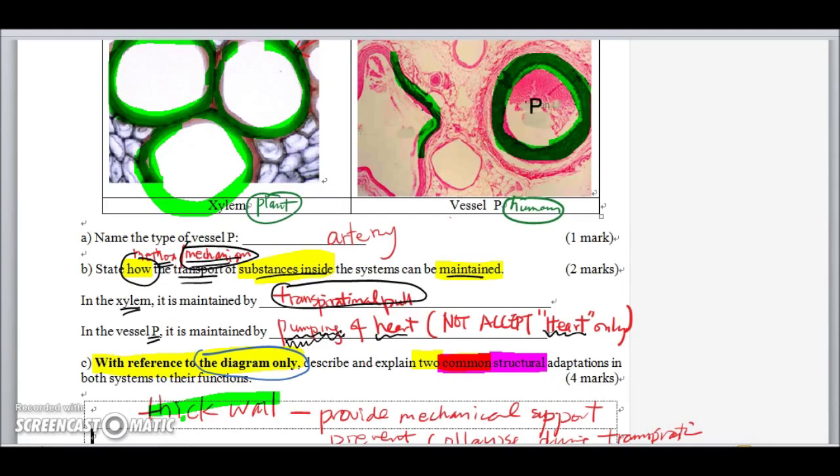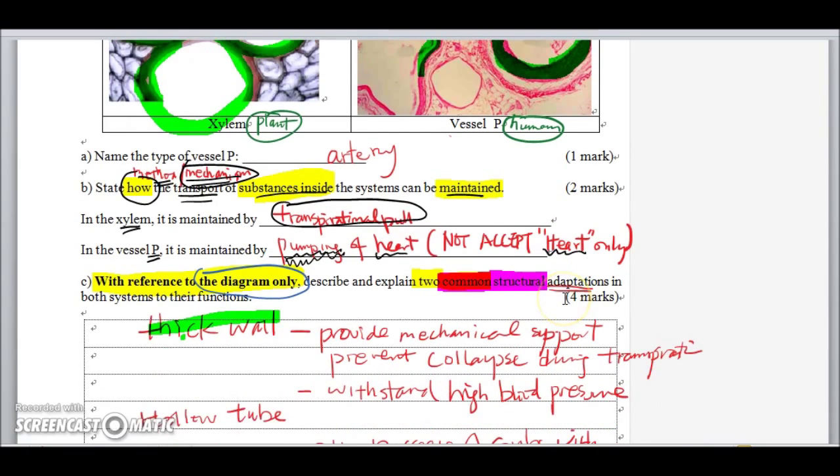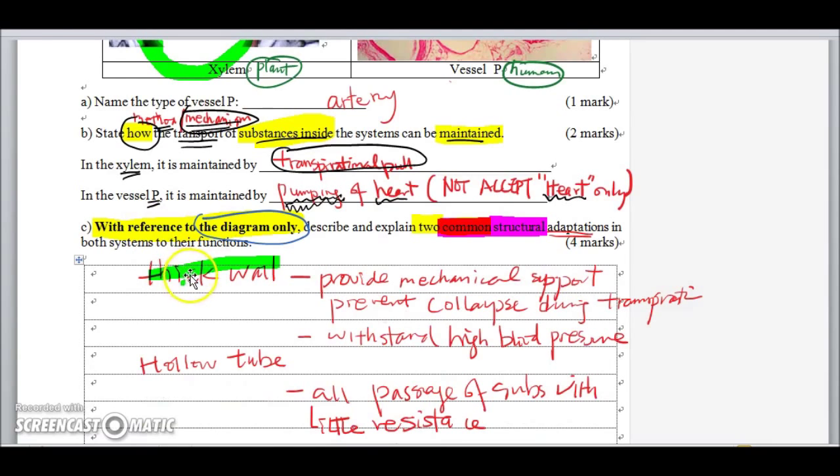And how they are adapted to the function. Therefore, it is the mechanical answer again. The thick wall provides mechanical support so that it can prevent this from collapsing during transpiration. And for an artery, it can withstand high blood pressure.